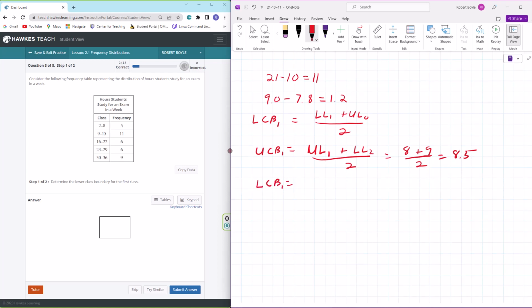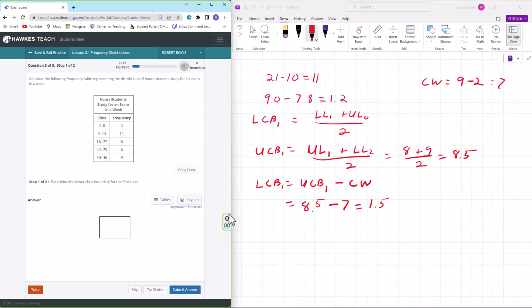class is going to be equal to the upper class boundary for the first class minus the class width. Now the class width is going to be equal to 7. The class width is going to be equal to the difference between the lower class limits of 2 adjacent classes. 9 minus 2, these are adjacent classes, that's equal to 7. Okay, cool. And that tells us that the lower class boundary for the first class is going to be equal to 8.5 minus 7, which is equal to 1.5, which kind of makes sense. So this answer should be 1.5.